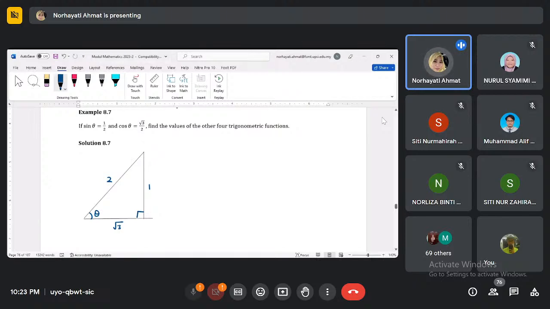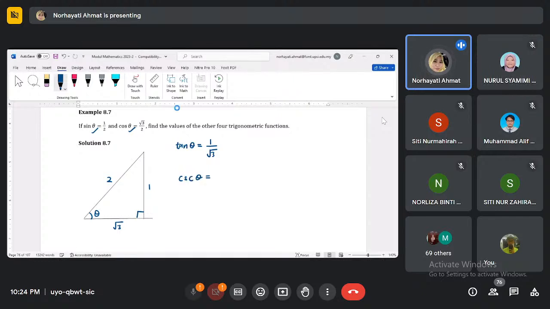Now find the values of the other four trigonometric functions. So we already have sine, cos. Now we need to find tangent. Tangent theta is apa dia? Opposite over adjacent. So 1 over square root 3. Okay, tangent. Next, cosec.